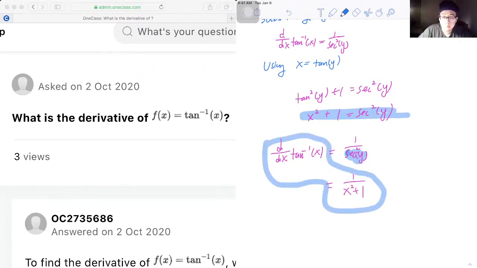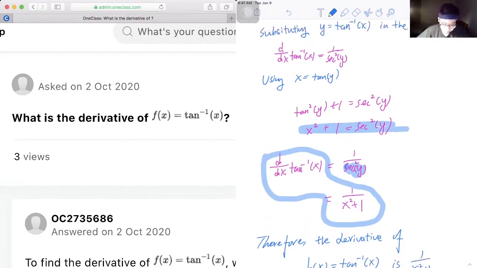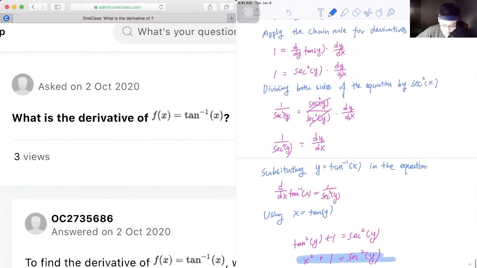All right, so that's what we have for this question. And we can write the conclusion. Therefore, the derivative of f(x) is equal to tangent x inverse is 1 over x squared plus 1.